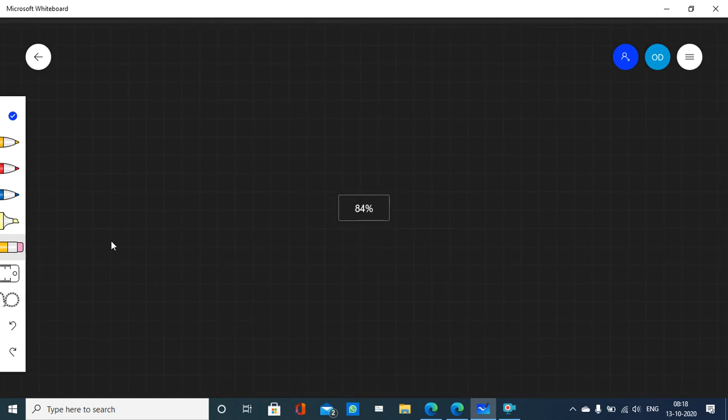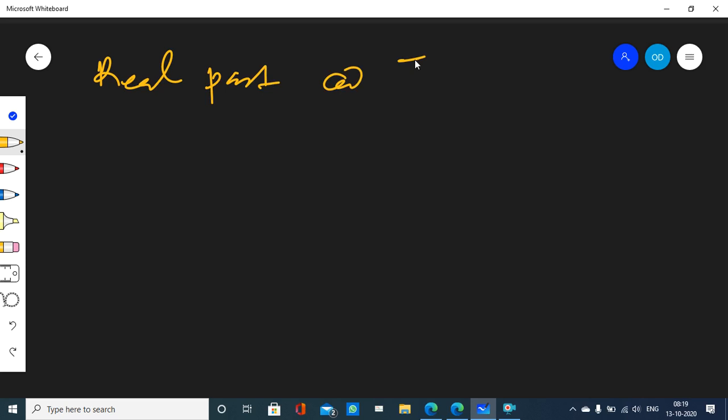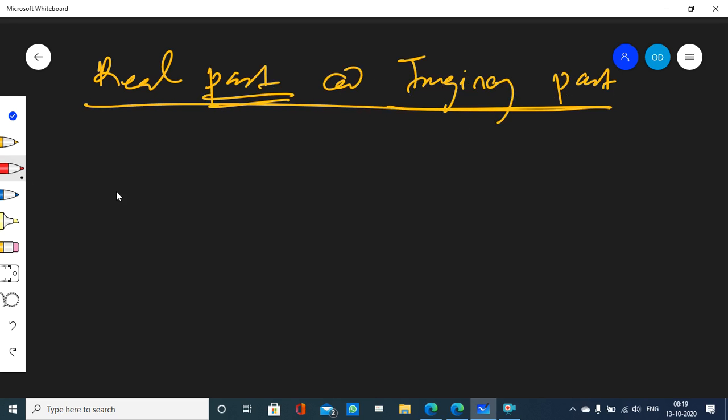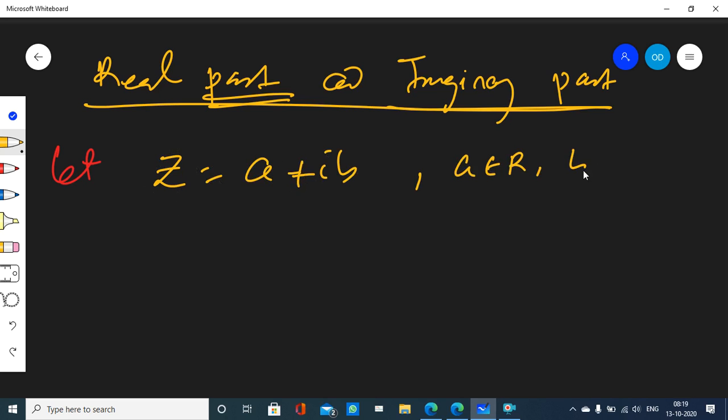And next we discussed the real part of a complex number and the imaginary part of a complex number. Remember, we are using the word part. Real part and imaginary part of a complex number. So suppose a complex number is there, let z is equal, and yes, complex numbers are denoted by z, that you already know. So let z is equal to a plus ib. It is a complex number denoted by z. Let z is equal to a plus ib, where a and b are real numbers.